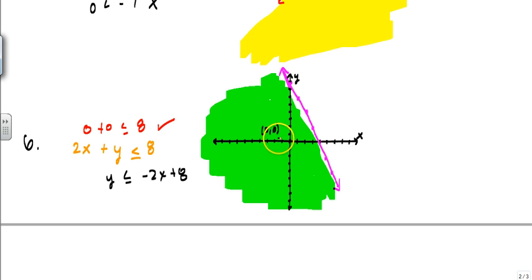And I picked the test point 0, 0 again, right there, to see whether it worked. So I picked 0, 0, and it said 0 plus 0 is less than or equal to 8. That's true. Therefore, I shade the side 0, 0 is on. Pretty simple.